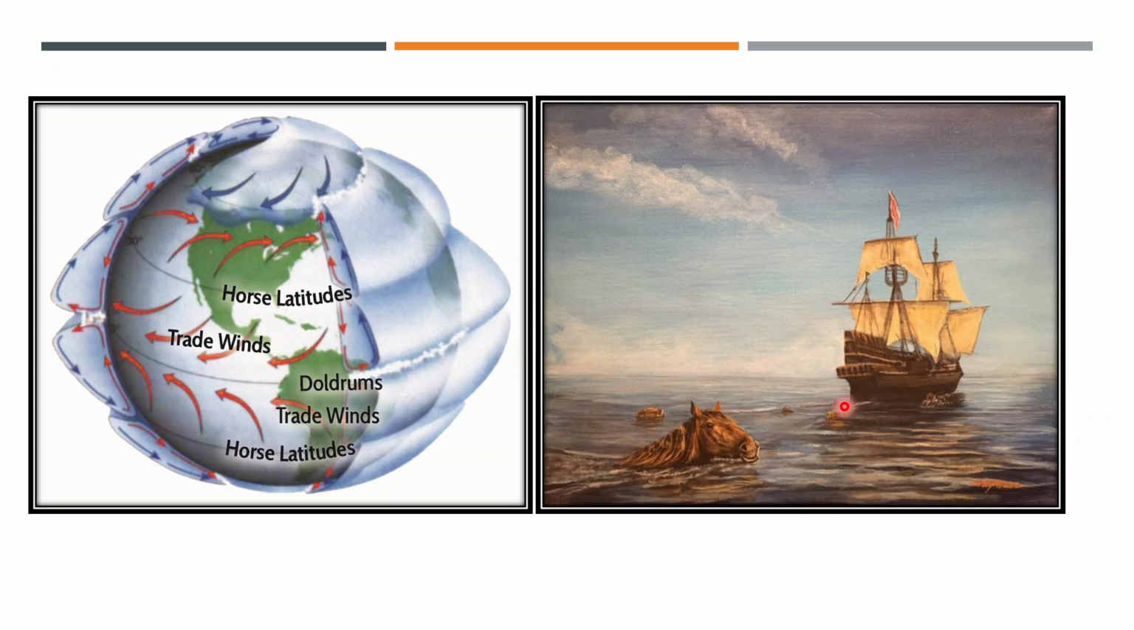And in order to make the ship lighter so that the ship could move along with the scarce winds, they used to drop the horses in the water. And in all these areas, in the water, they used to float carcasses of horses. That is why these areas are known as the horse latitudes.